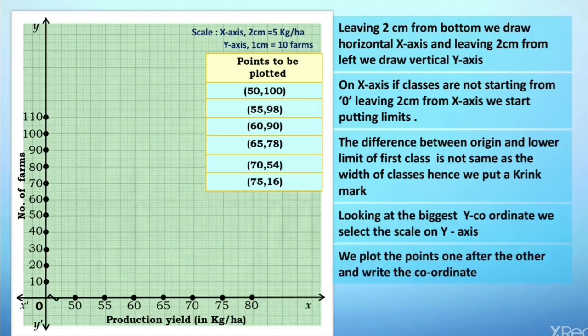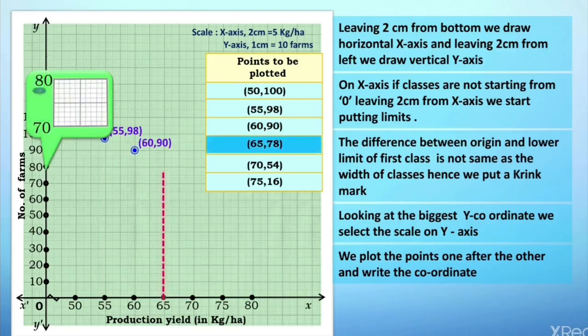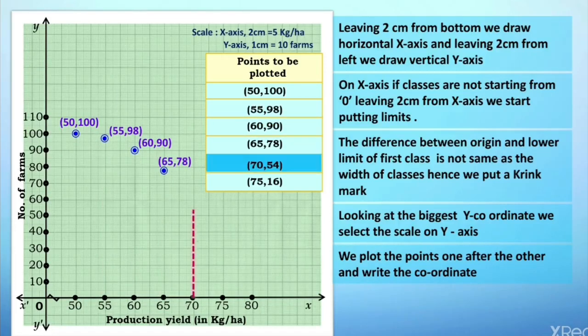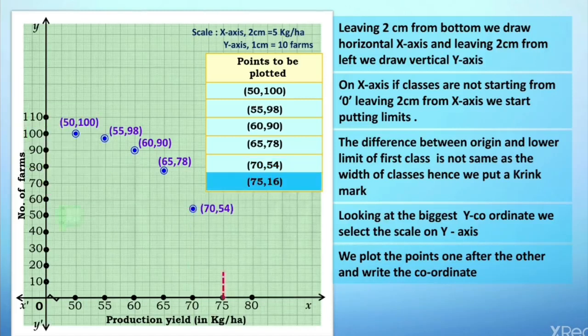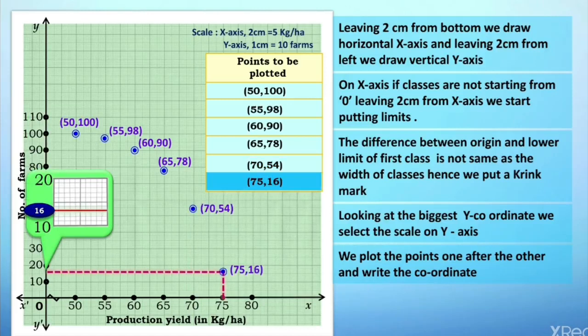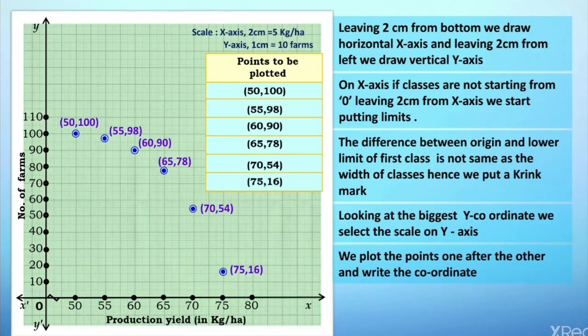Let's plot the first point, that is 50, 100. 50 as x coordinate and 100 as y coordinate. We plot the first point. After that, subsequent coordinate 55, 98. After that, 60, 90. Then comes 65, 78. 70, 54. And the last one is 75, 16. The moment we plot all these points, we need to join these points with smooth curve.